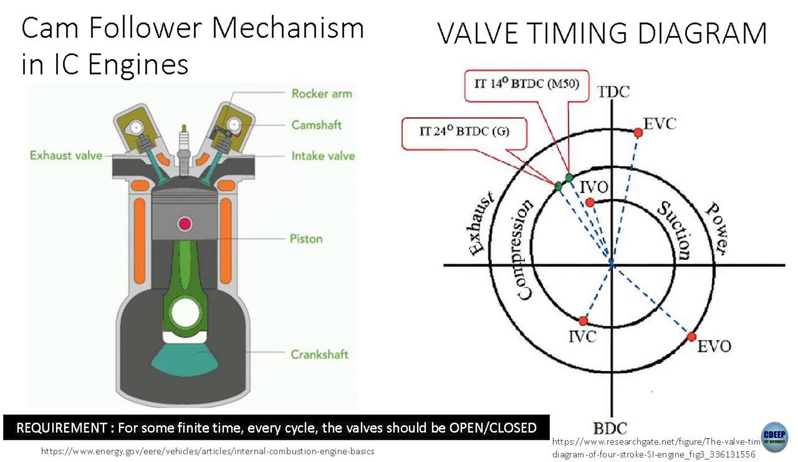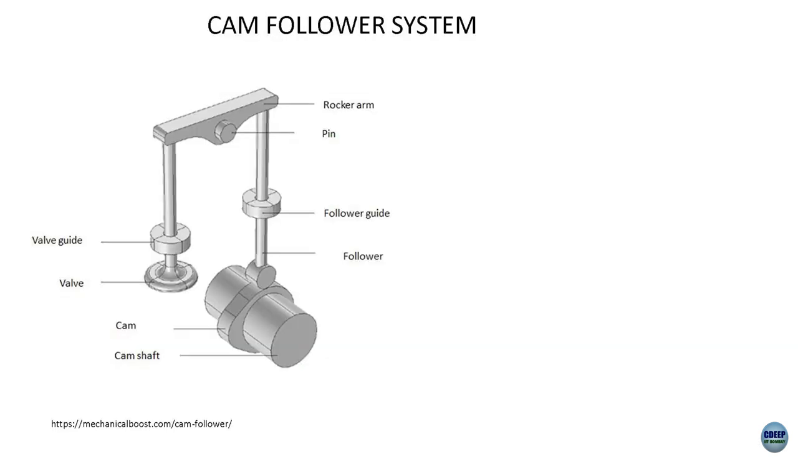So, we have an interesting mechanism which does this job. Let me see if I can show you that. This is that. This is what is known as a cam follower system. What the cam does, so this is what it is. Here you see the valve. This is a connecting linkage, you forget that for now. This end of this linkage rides on what is called a cam.